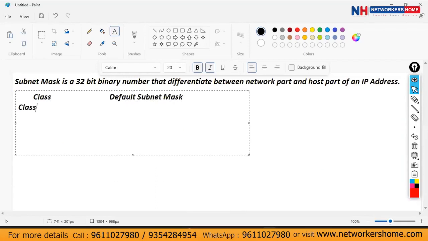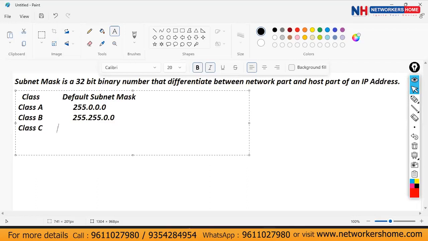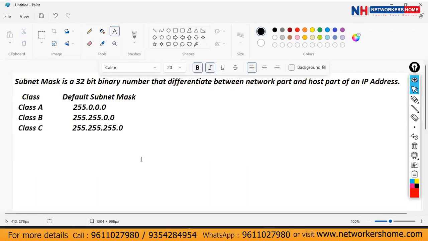So, class and default subnet mask. First is class A. For class A, the default subnet mask is 255.0.0.0. Then for class B, it is going to be 255.255.0.0. And for class C, it is going to be 255.255.255.0. Okay, so I'll try to assign addresses from these classes to my system, and we'll see that the system automatically takes the subnet mask according to the class.